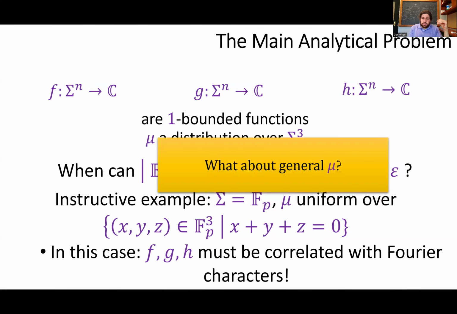So what about general mu? In general, your alphabet sigma doesn't have to be some finite field Fp. It can be something completely abstract. But yet, at the same time, you must combine this type of consideration and the considerations that come from the connected case. So what can you even say?